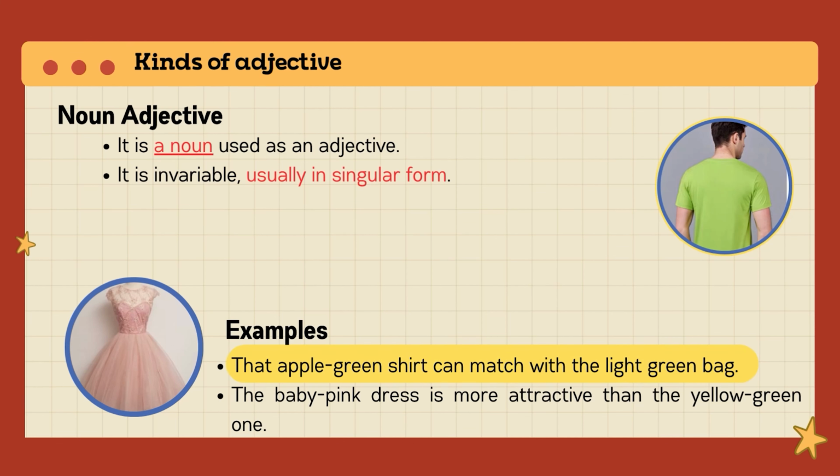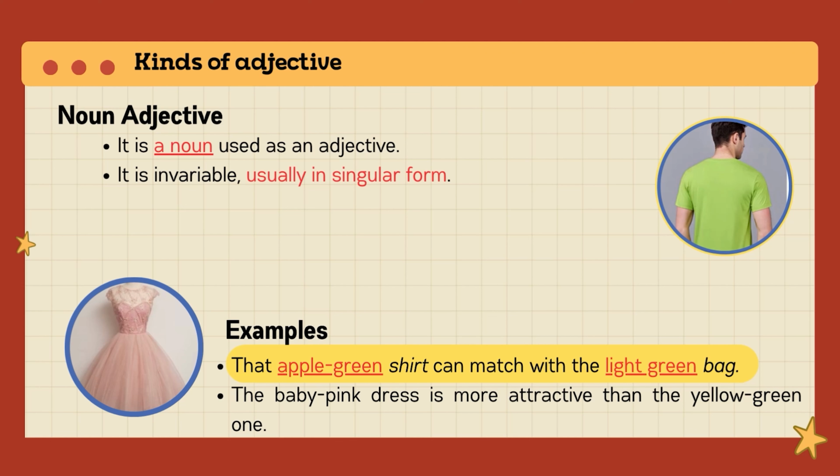The apple green shirt can match with the light green bag. So, what is being described here? The shirt and the bag. Right. What about it? The shirt is color apple green and the bag is color light green and they match together. Remember that the noun as an adjective always comes first.